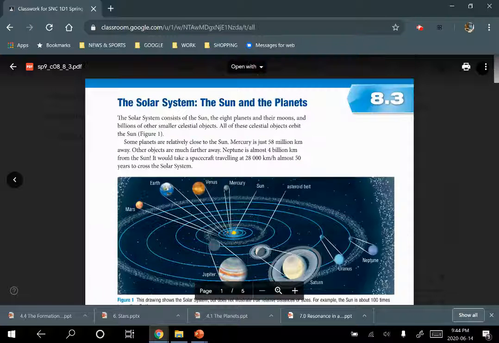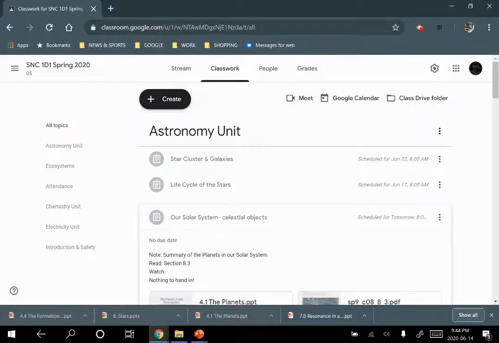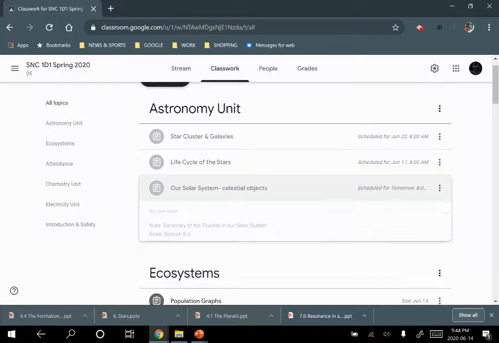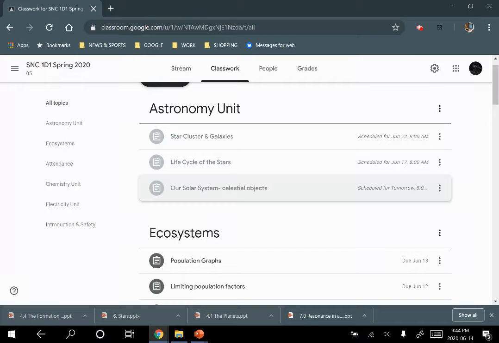Anything in that section confuses you, send me an email or get in on the comments on Google Classroom. And I know it says there watch and there's nothing there. There's a video I want to attach to this. It talks about the likelihood of finding other life in our galaxy or even in the universe. Okay, but that's going to be it for now.